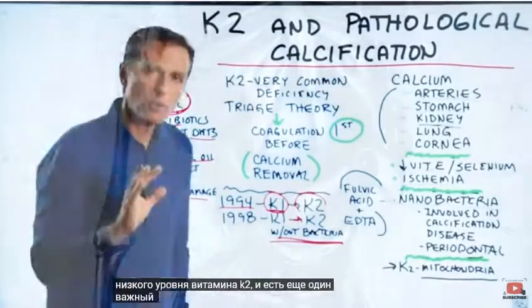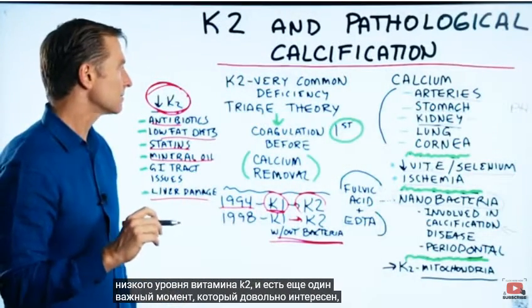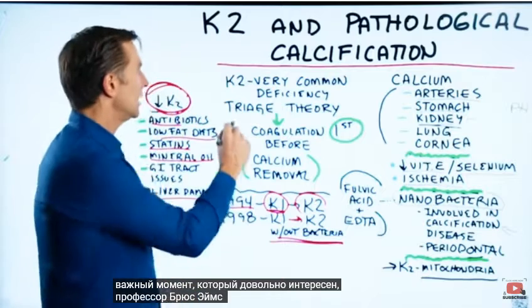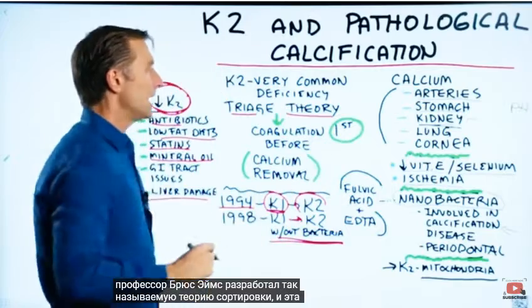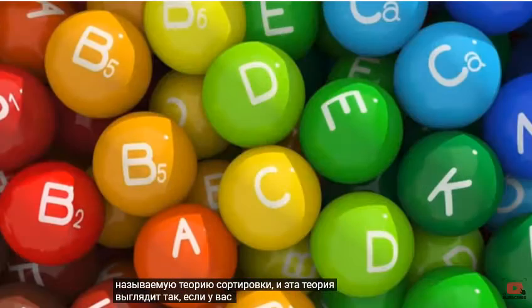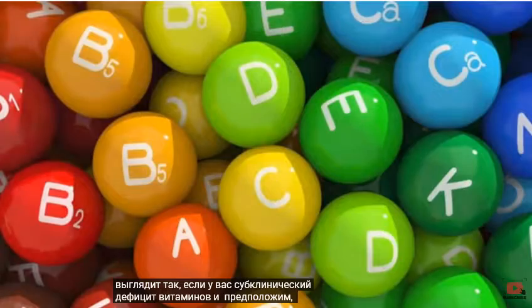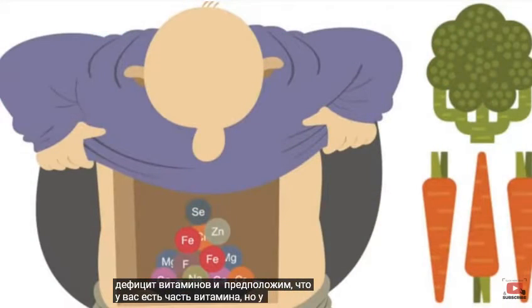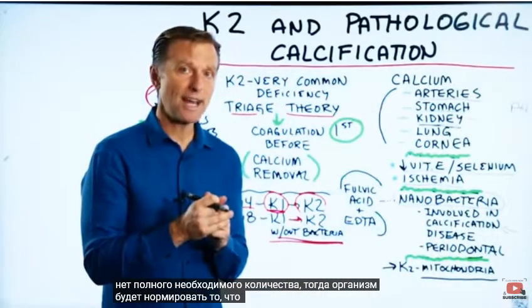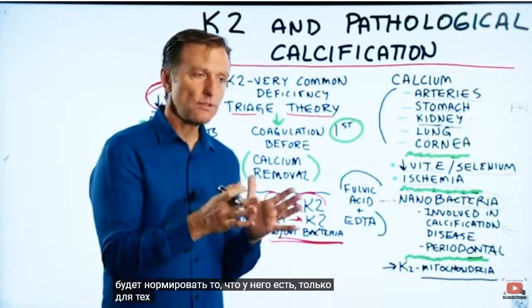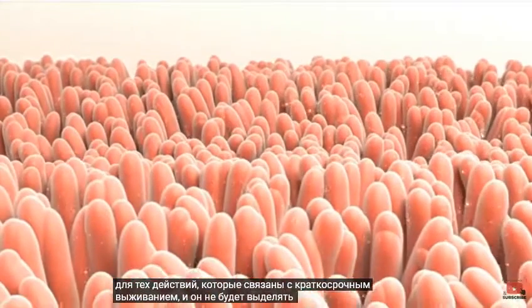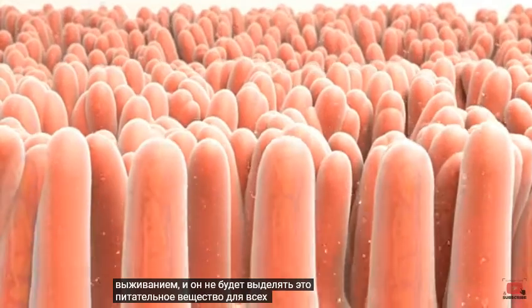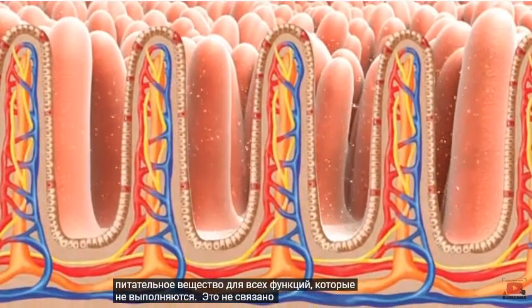And there's another important point that's quite interesting. Professor Bruce Ames developed something called the triage theory. And that theory goes like this. If you have a subclinical vitamin deficiency, and let's say you have some of the vitamin, but you don't have the full required amount, the body will then ration out what it has only for those actions involving short-term survival, and it will not allocate that nutrient for all of the functions that don't involve short-term survival.